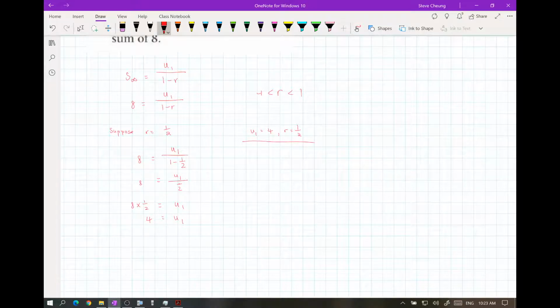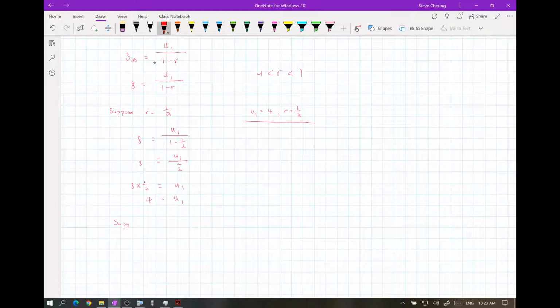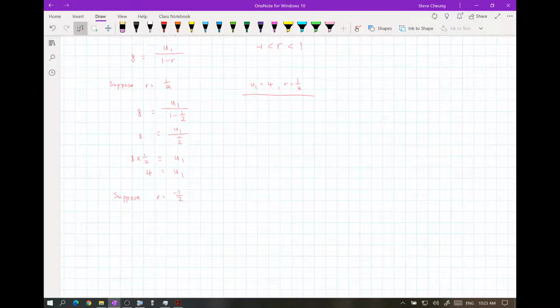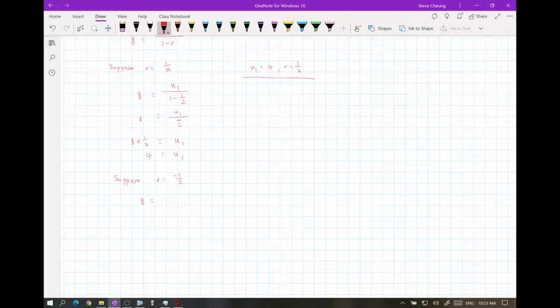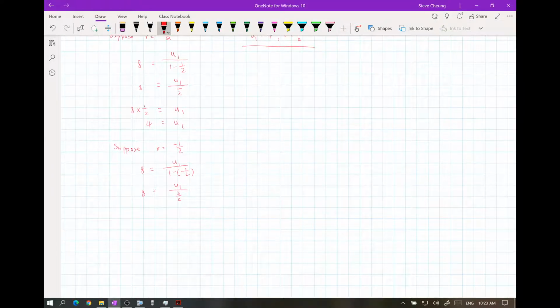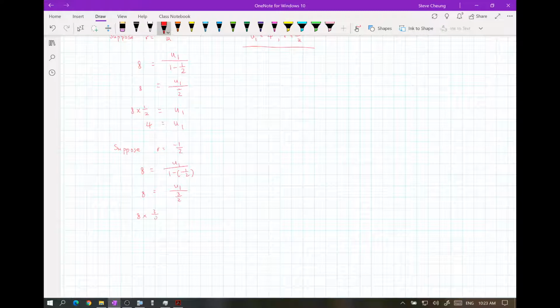And then let's make another assumption. This time I'll just do -1/2. As long as you pick anything that is within the restriction for r, it will work. So 8 equals u1 over 1 minus -1/2, which is 3 halves. Again, we're going to multiply by 3 halves to give us 12. So another infinite series with first term 12, ratio -1/2.